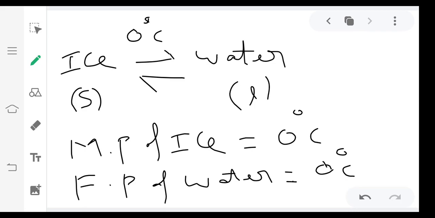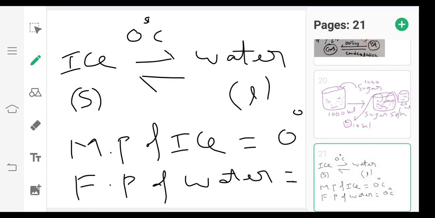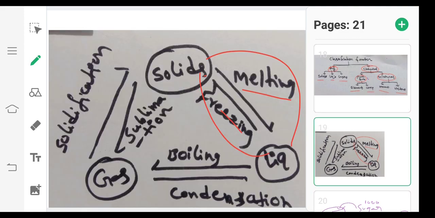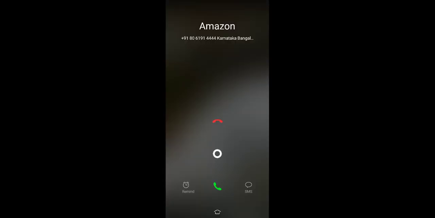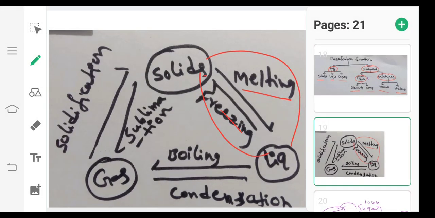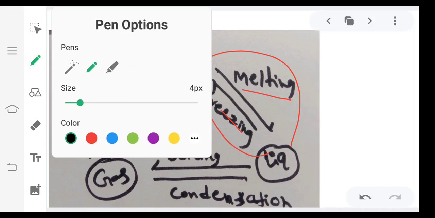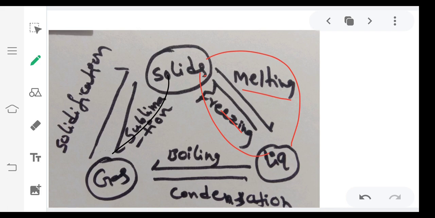Similarly, the remaining conversions. Liquid converting into gas is boiling, and gas converting into liquid is condensation. And solid converting into gas is the sublimation process, and gas converting into solid is the solidification process.